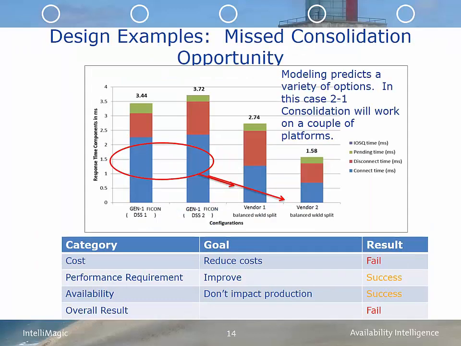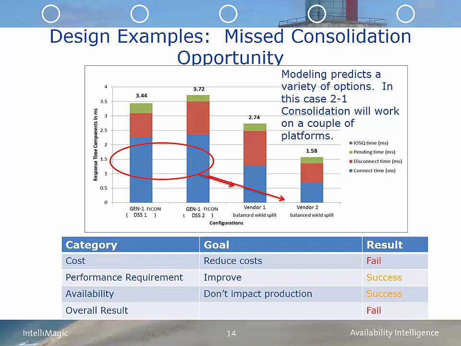Oftentimes, when we're doing design of new systems, it's not so much the performance that we miss the target on, but it's the missed opportunities for cost saving. In this example, I'm going to show you how a 2-to-1 consolidation could have occurred using our modeling tool.